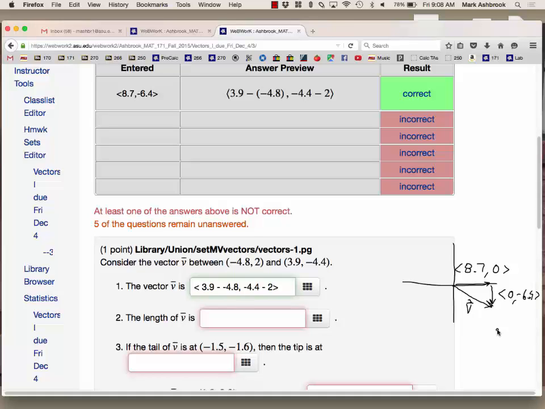So that magnitude, which is a right triangle, right? It's going to be a right triangle. So we're going to do the square root of 8.7 squared plus 6.4 squared. 8.7 squared plus 6.4 squared.